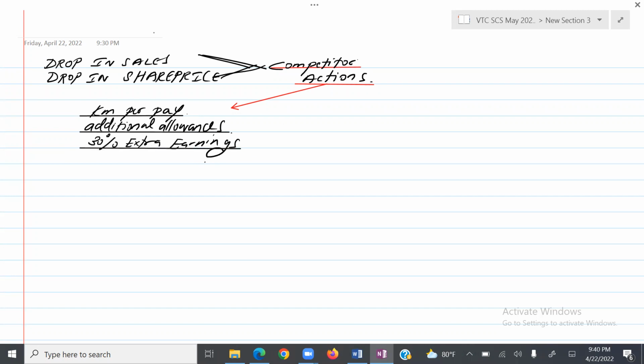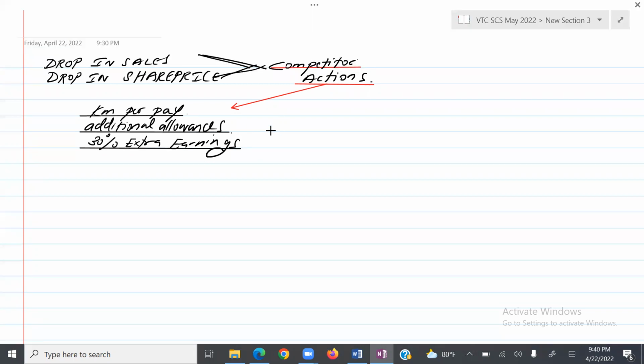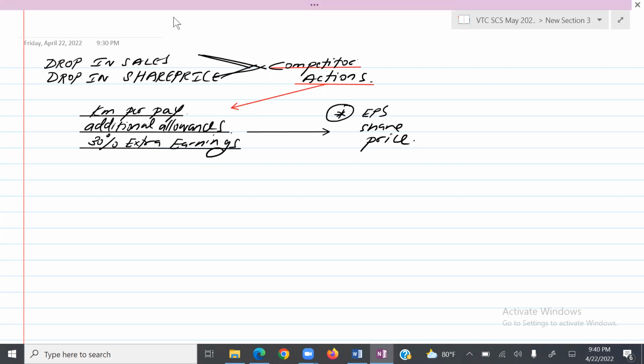So what has happened, this has effectively made the sales go down because we do not have independent drivers now working for us. And the secondary thing that has happened here is this has affected the EPS and it has affected the share price of the organization. So my mind is very clear. This is what has happened. So now what are the risks that we are going to face?